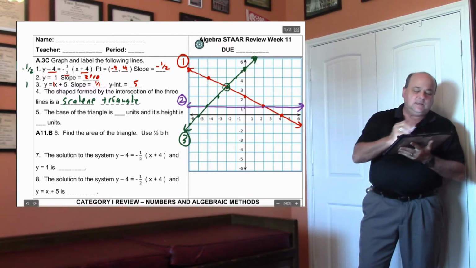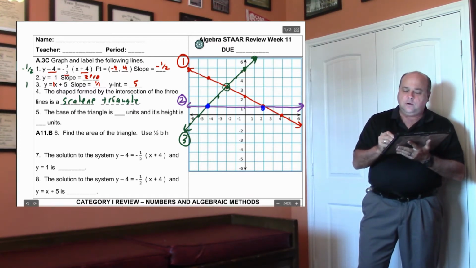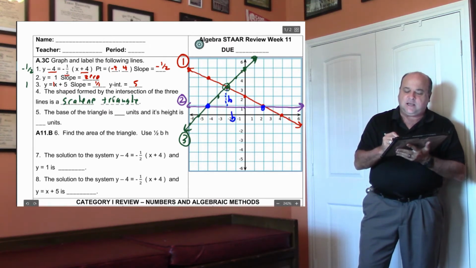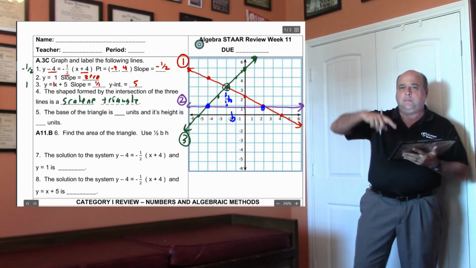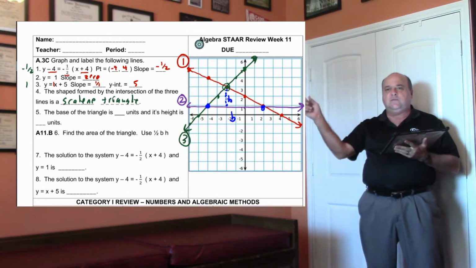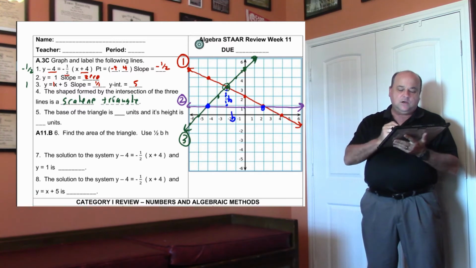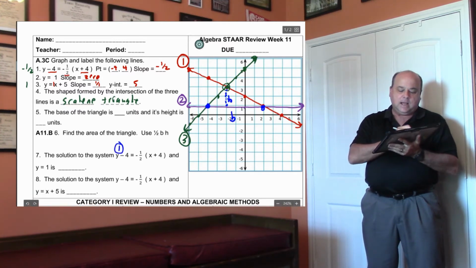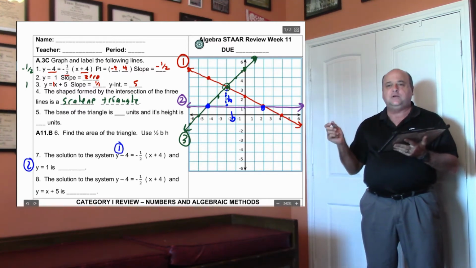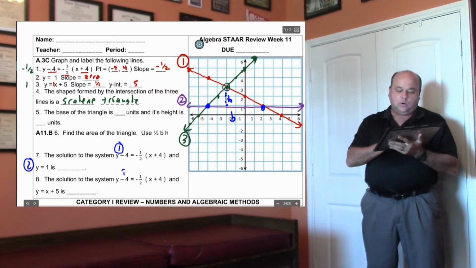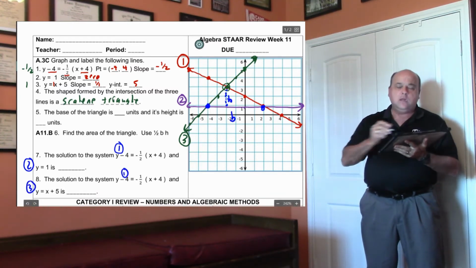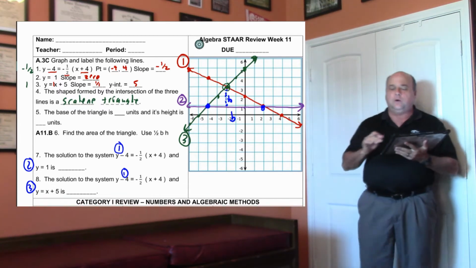Now, the base is going to be from here to here, and our height is going to be this inside edge, the inside height from the base to the top. You need to get the distance of the base and the height for the area. Then on number 7, you want where line 1 and line 2 cross, and on number 8, you want line 1 and line 3. You're going to write down the intersection point of those.